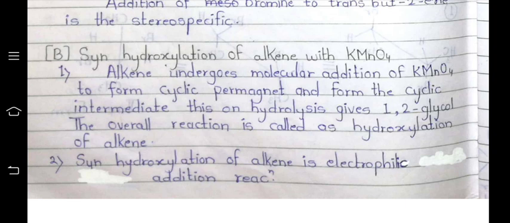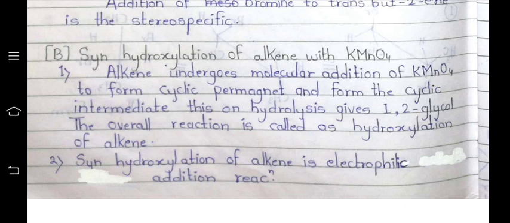Now we start the reactions, that is oxidation reactions. Syn hydroxylation of alkene with KMnO4. So syn hydroxylation of alkenes by using the reagent KMnO4 and another reagent, osmium tetroxide.